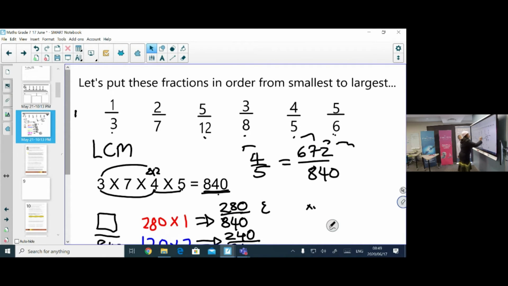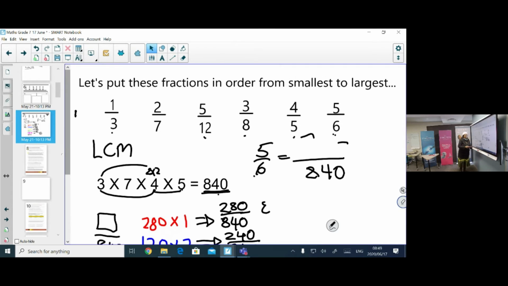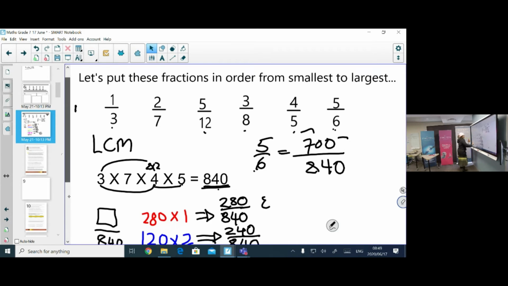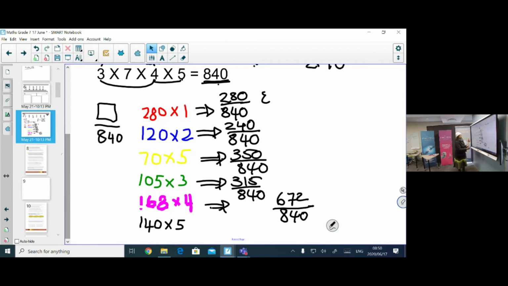The last one, we are having 5 over 6. We must convert this to 840. Quickly, 840 divided by 6. Divided by 6, we get 140. And then we multiply by 5. Don't forget that. So we get 700. We are done. Now we write them all together there, which is 700 over 840.